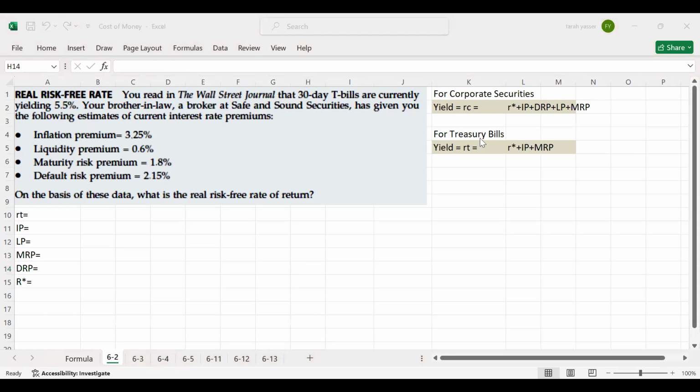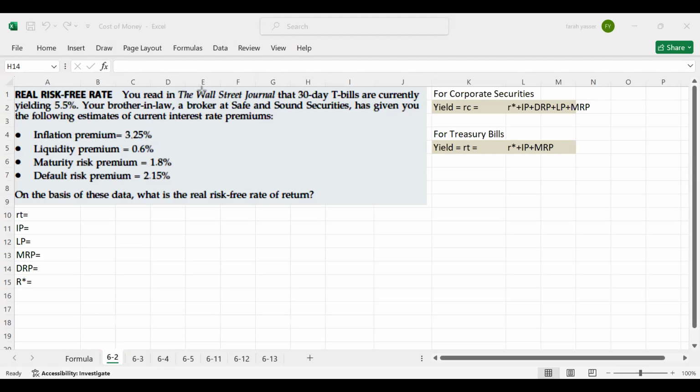Whereas for T-bills or treasury bonds, we use r_T, and you can see that the differentiating factors between these two are liquidity risk premium and default risk premium. Default risk premium and liquidity risk premium are zero in case of treasury bonds. So we do not have these two risk premiums in a treasury bill. We do not consider this. Here the problem is 6-2. We are going to start 6-2.